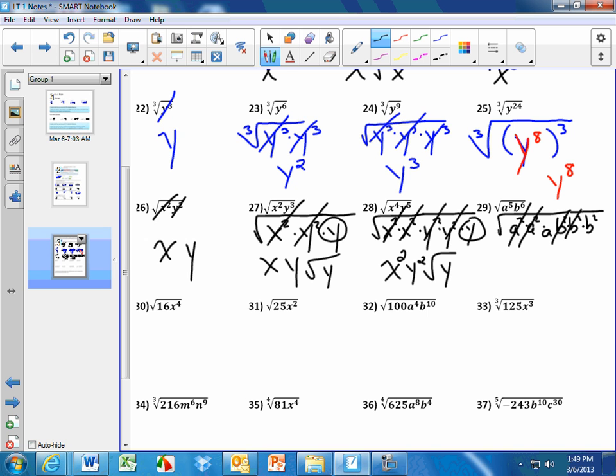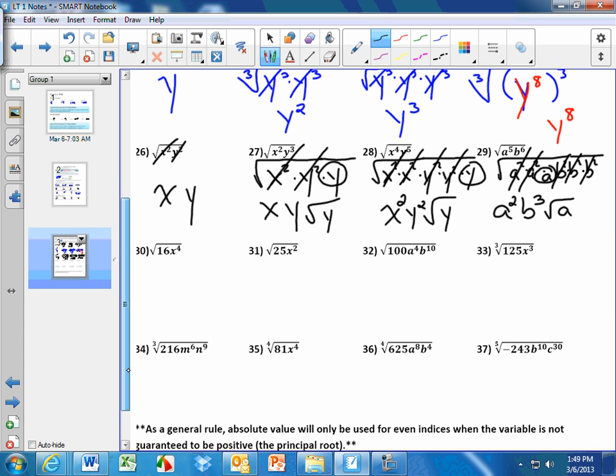1, 2, 3, 4. 5 things are reducing. Is anything staying? Is anything not reducing? Yeah, that 1A. So the final answer would be A squared, B cubed, square root of A. Awesome. All right, now if we can, we're going to try to skip writing those steps because we're going to envision them.